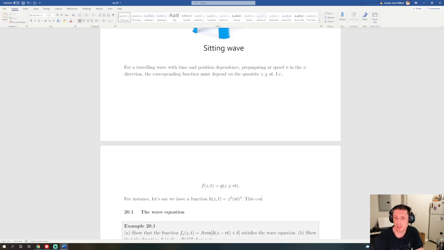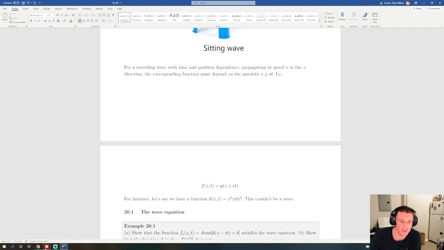Because it depends on the product of z squared and vt quantity cubed, and it doesn't fit this form, where we're saying that it has to depend on z plus or minus vt. We'll see later how we could directly show that this can't be a wave, but this is a very quick example to show that we can categorically say this is not a wave because it doesn't have this property of depending on the quantity z plus or minus vt.